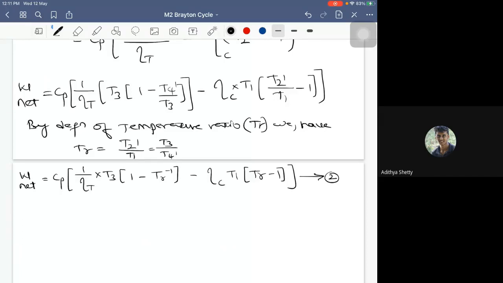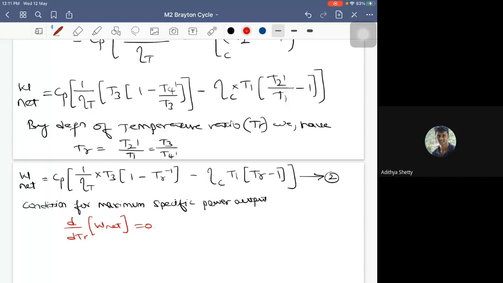W net is equal to B divided by. Exactly. So you have to apply the condition for maximum specific power output. Maximum specific power output. What does that condition say? Write the same condition. So it says d by dTR of W net would be equal to 0. Right?